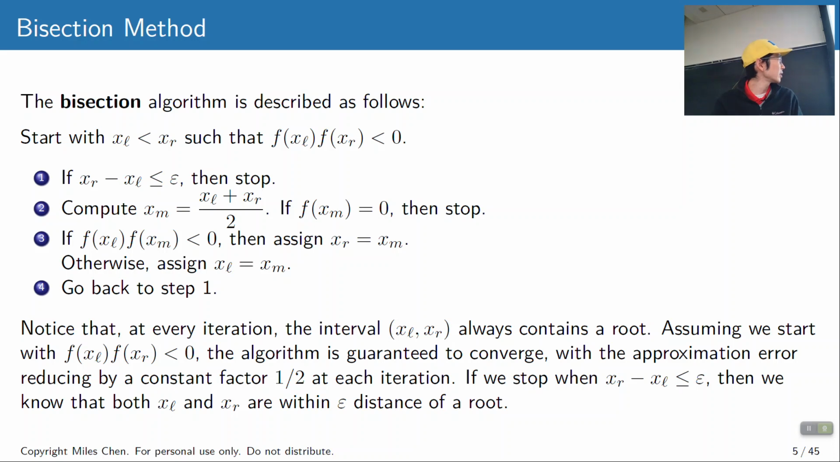So notice that at every iteration, the left side and the right side, there's always a root in between there, and we just kind of keep going. So we start with the assumption that there is a root, and we have our error at every turn.